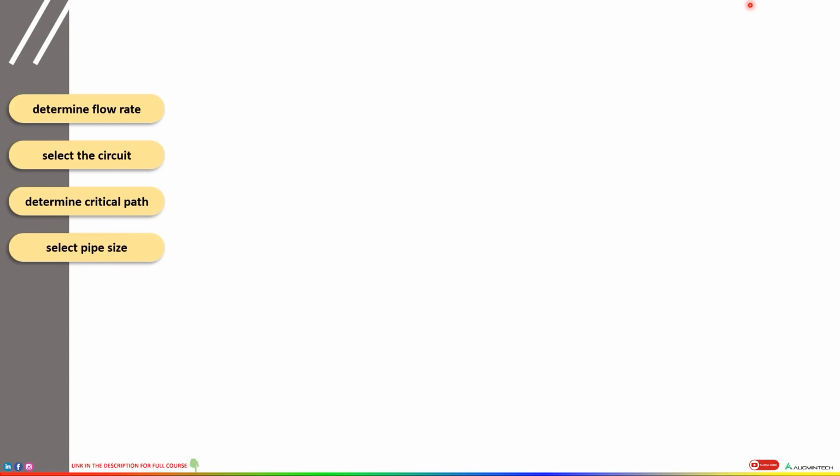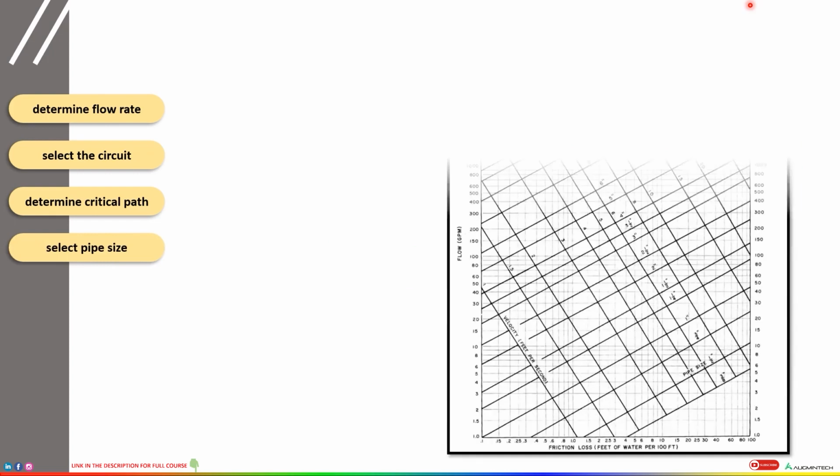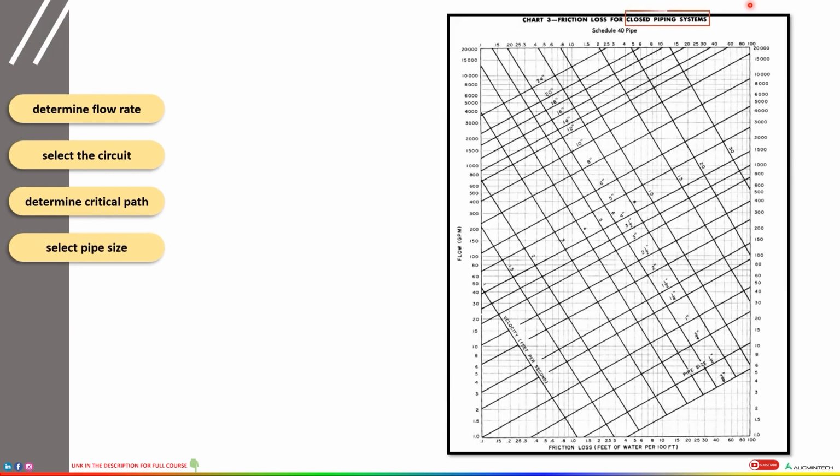The next step is to select the pipe size. For that, we'll use this chart. This has been already explained in detail in earlier chapters. Note that we are using the chart for closed piping system because we are talking about the primary circuit where water is flowing inside the pipe and this water is not exposed to the atmosphere in any part of the flow. It is completely inside the pipe. So we'll use the chart for closed piping system.